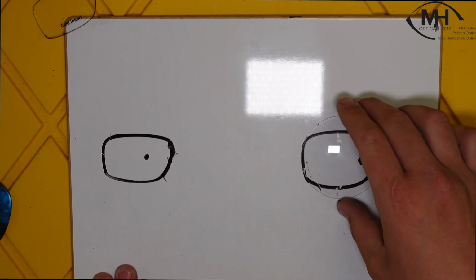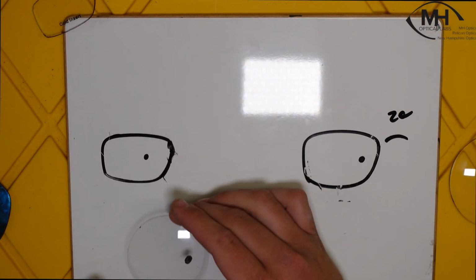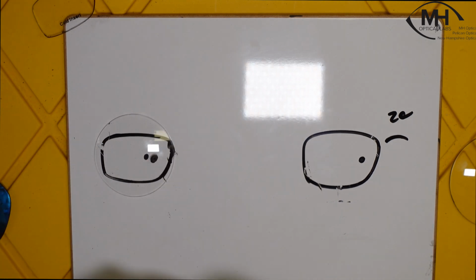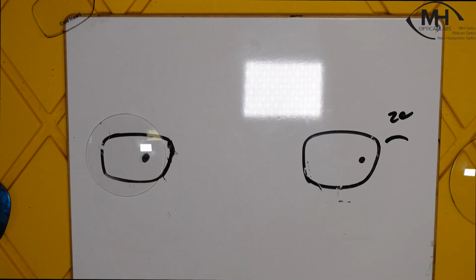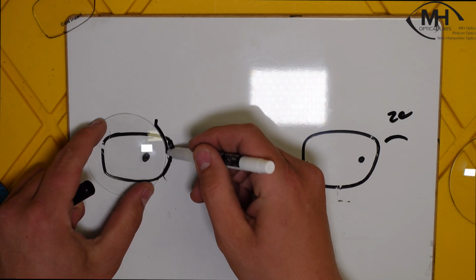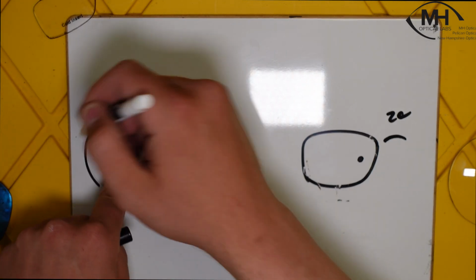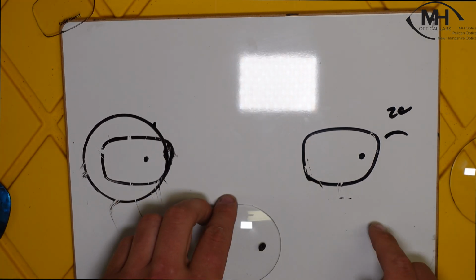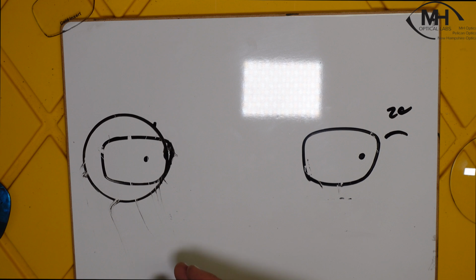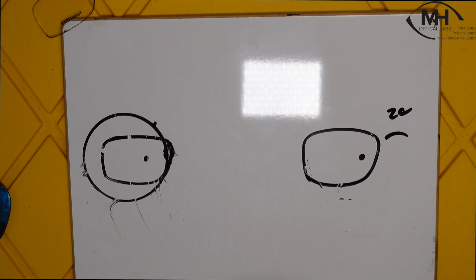So what happens when you get this lens? You're going to go to put it in this person's frame, and it's not going to cut out. It's going to be way over there, and it's going to miss. Then what happens is you call the lab and you say, my lens won't cut out, I need a bigger blank. That's not true. You don't need a bigger blank. What you need is the correct frame measurements.